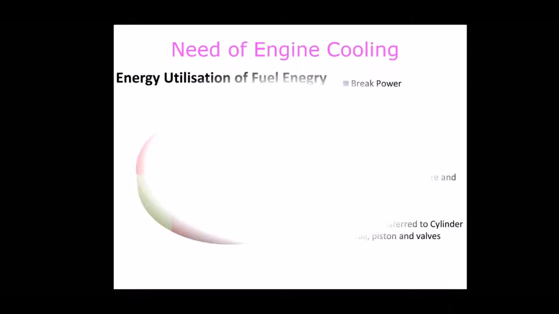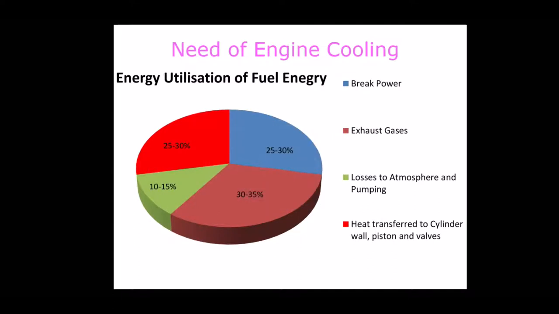For that purpose we should understand that whatever fuel energy we are supplying to the engine is converted into heat first, and then that heat is converted into useful mechanical energy, which we call brake power, which we get at the output shaft. Apart from that, some of the heat energy is lost in the exhaust gases, some goes to the atmosphere, and some may go to the different components of the engine.